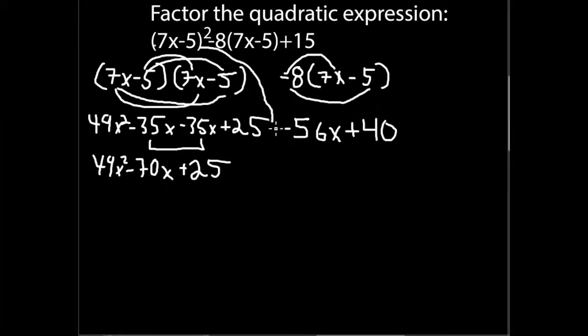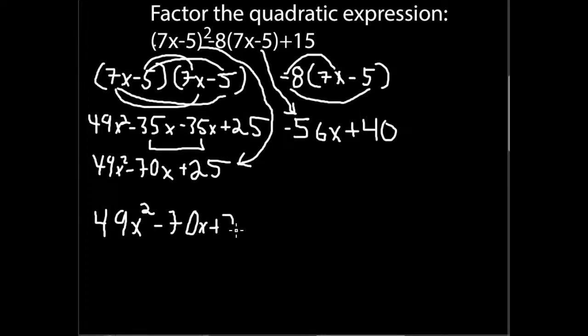Then, because (7x − 5)² is equal to 49x² − 70x + 25, and −8(7x − 5) is equal to −56x + 40, I can just plug these back into the expression. In place of the (7x − 5)², I'll write 49x² − 70x + 25. Minus 56x plus 40. And then there's still the plus 15.